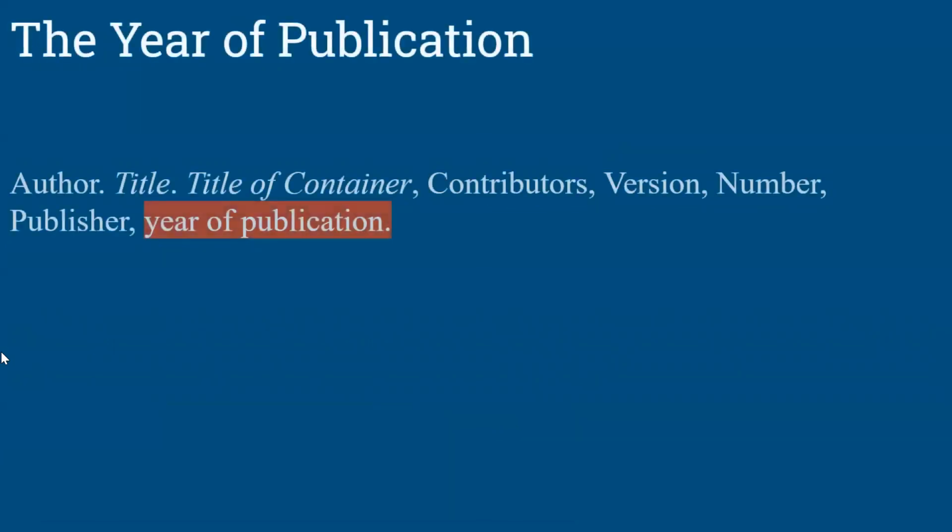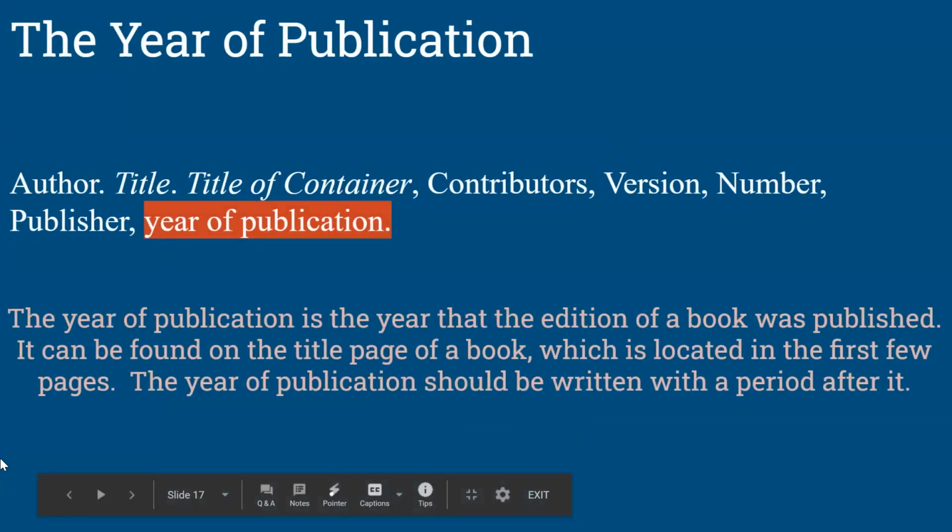The year of publication. The year of publication is the year that your specific edition of a book was published. It can be found on the title page of a book, which is located in the first few pages. The year of publication should be written with a period after it. So for example, you will have the publisher's name of the company, comma, 2004, if the year of publication was 2004. And to explain that, the publication year is for the edition of the book that was published.